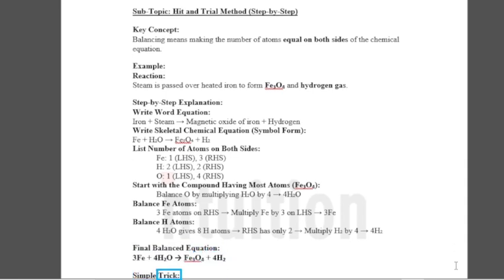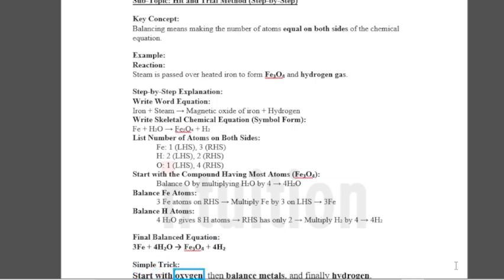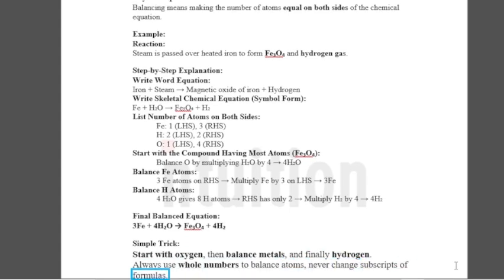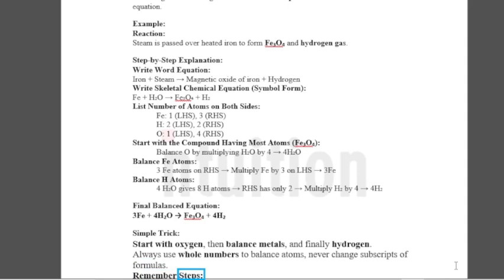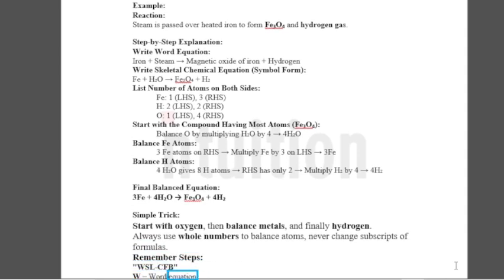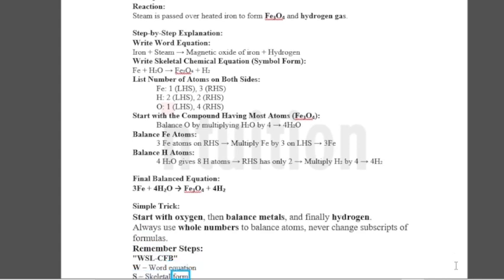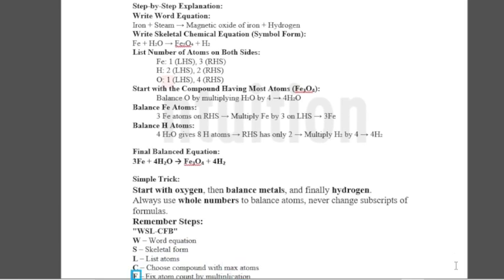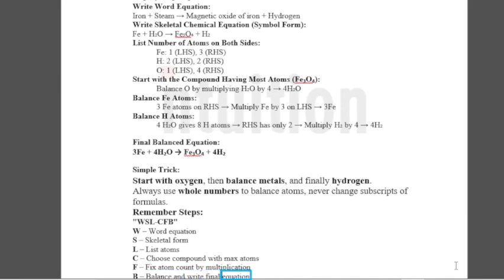Simple trick: start with oxygen, then balance metals, and finally hydrogen. Always use whole numbers to balance atoms. Never change the subscripts of formulas. Remember the steps: WSLCFB. W, word equation; S, skeletal form; L, list atoms; C, choose the compound with the most atoms; F, fix the atom count by multiplication; B, balance and write the final equation.